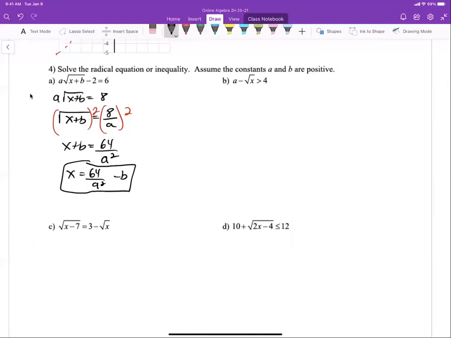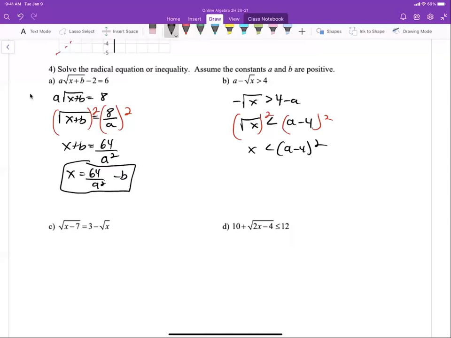All right, B. I need to get the radical by itself. I'm going to subtract a from both sides. I will then multiply both sides by -1. And when I do that, oops, I need to switch the sign. So that will become less than, and that will be a positive a minus 4. Okay, then I need to square both sides. And I get x is less than a minus 4 squared.